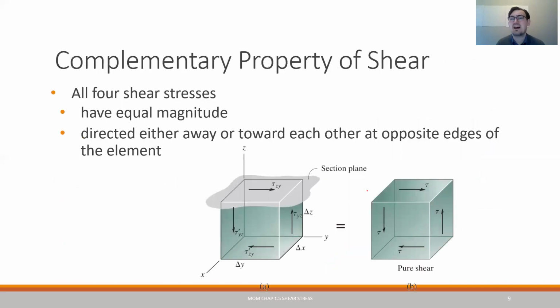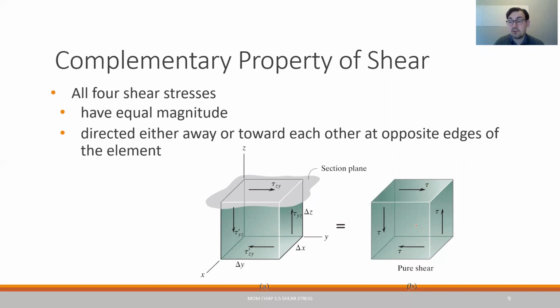This is what we call the complementary property of shear, right? All four shear stresses in these cases, as we go around, are either directed away or towards each other, or at opposite edges of the element. These have got to be the same magnitude. So we can actually simplify our model a little bit in 2D and just say, hey, shear stress, we don't have to worry about whether it's acting along this plane or this plane or that plane. As long as we're talking about this particular plane, tau shear stress is going to be the same.